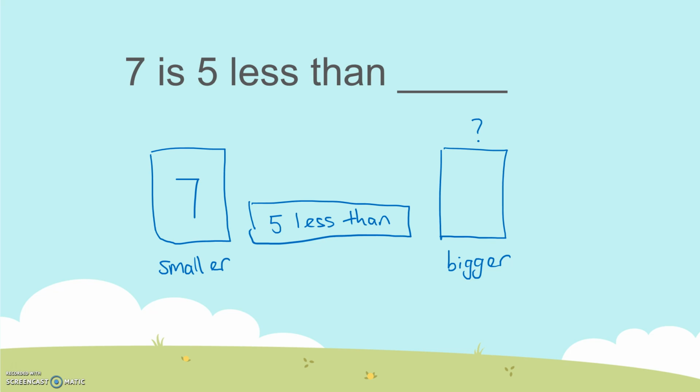Because even without the number 5, we know that 7 is less than this. So 7 is less. This is more. So if 7 is less than this, you need this to become a bigger number, it must be plus. So 7 plus 5 will give you 12. So 7 is 5 less than 12. Okay? So we need to determine which is the big number and which is the small number first. Okay, now let's move on to the other one.